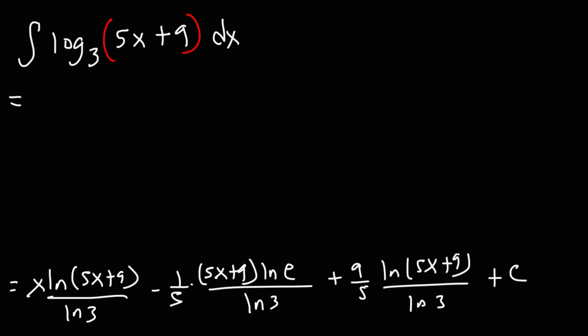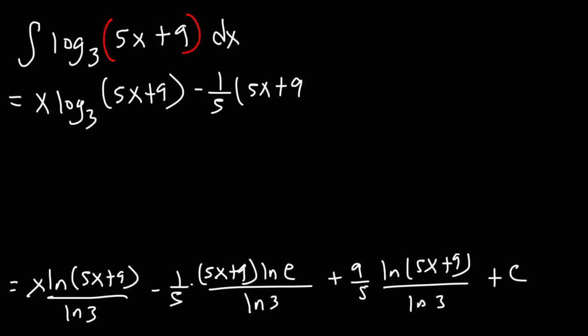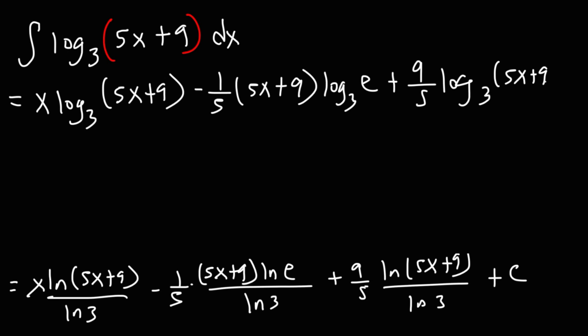So now let's convert the logarithmic expressions, the natural logs, back into the original logarithmic expressions. So ln(5x + 9) over ln 3 is going to look like log base 3 of (5x + 9), and then this is going to be minus 1 over 5 (5x + 9) ln e over ln 3. This time we're going to do it right. It's log base 3 of e, and then plus 9 over 5 log base 3 (5x + 9) plus c.